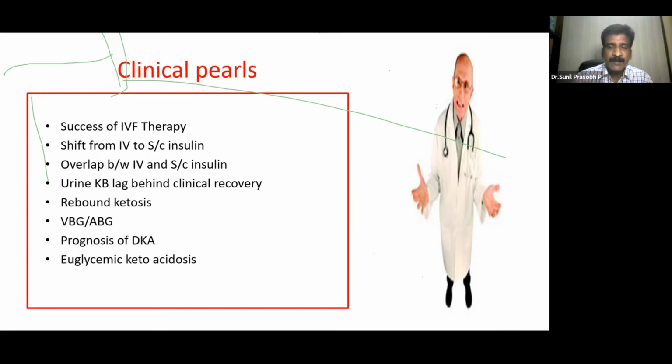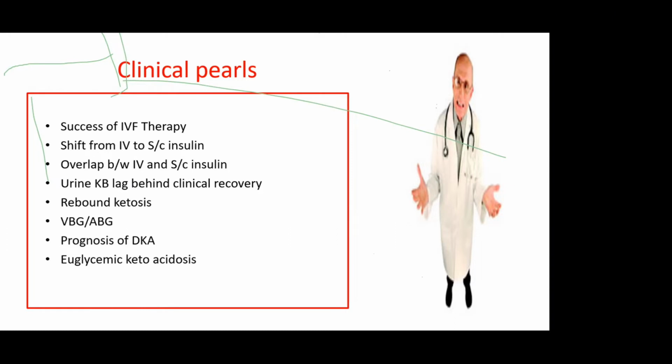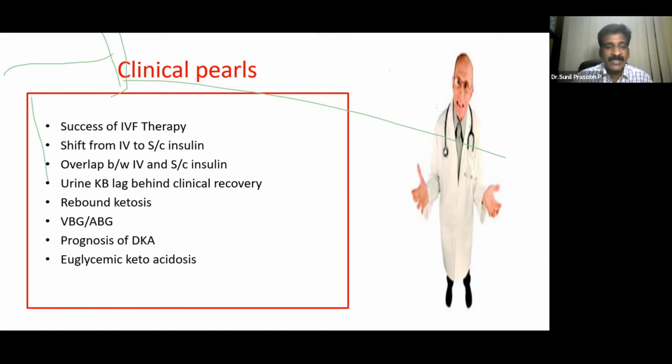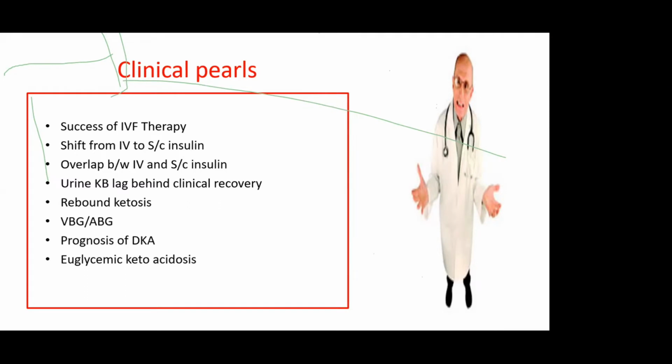Another thing, if your treatment is not adequate, there is always a chance of rebound ketosis, and that can be very, very dangerous. Now, if you cannot do an ABG, it is well said that even a VBG is sufficient to look at the pH, because the error is very small, 0.026. That is the error which is being quoted. So if ABG is not available, we can very well do a VBG.